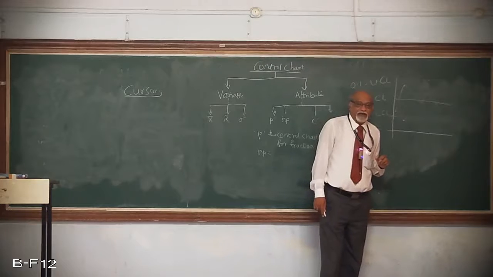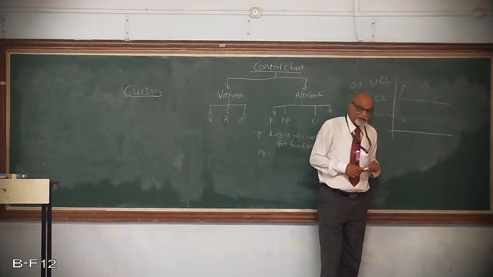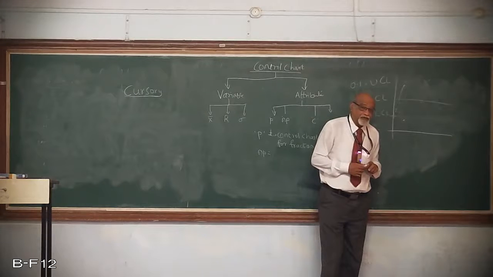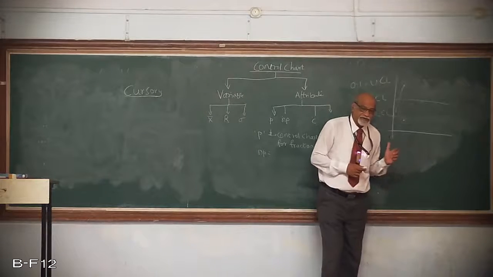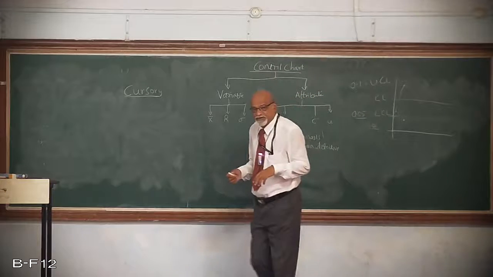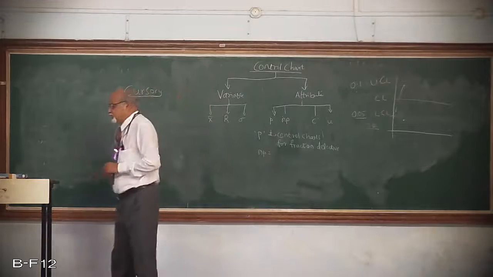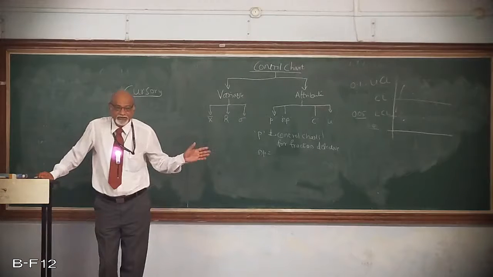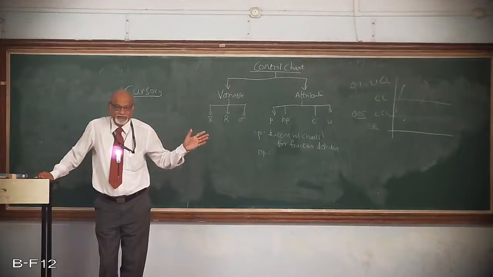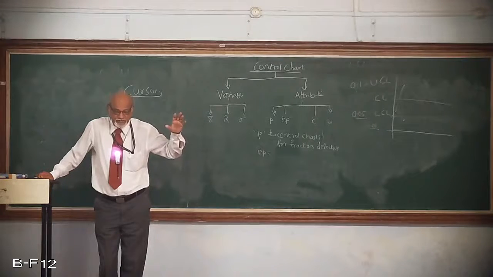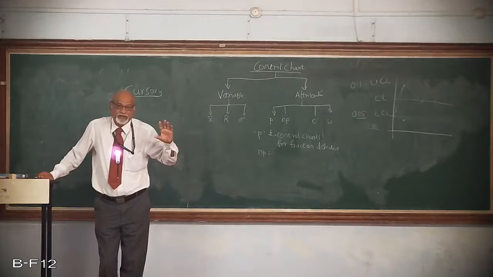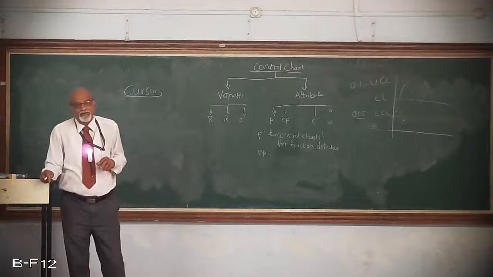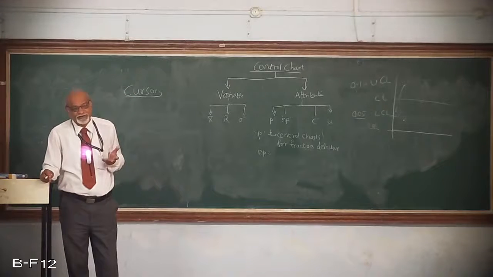And in any case, we can see that fraction defective, percentage defectives or number of defectives cannot take negative values. That is what I had also explained. Because these are defectives, they are going to take values in steps, in terms of integers. I cannot find 2.5 defects. Either it will be 2 defects or 3 defects.